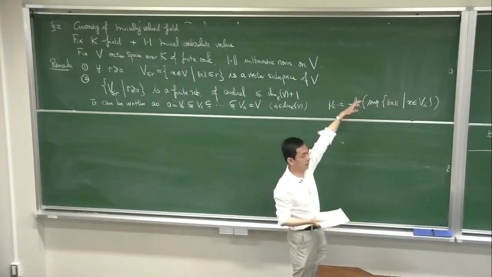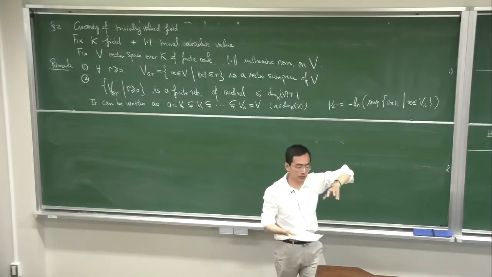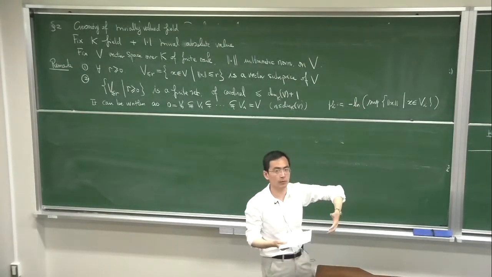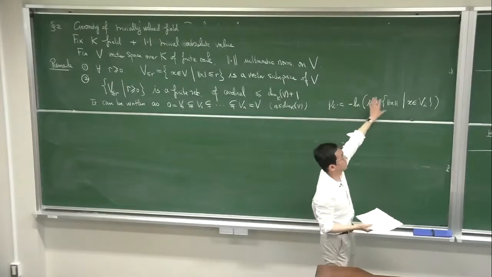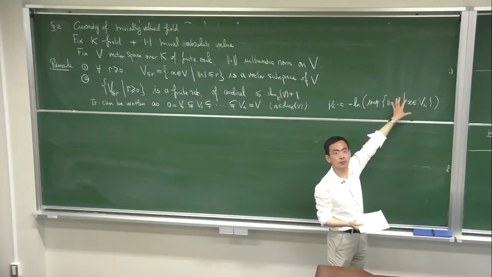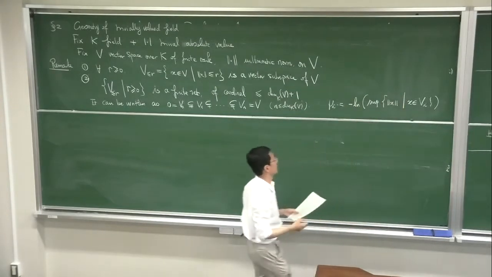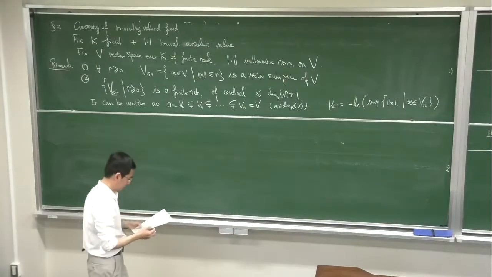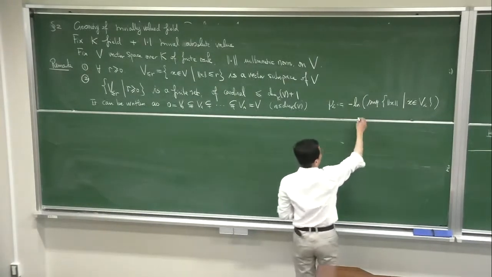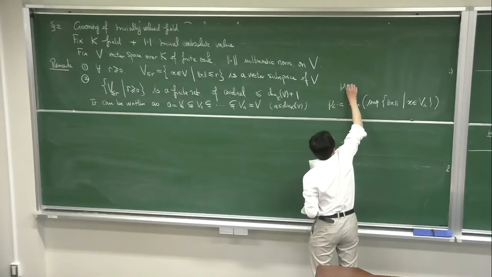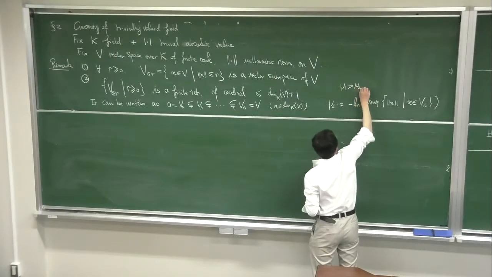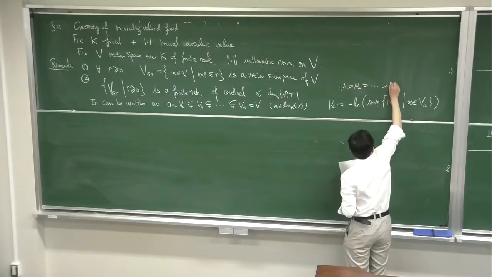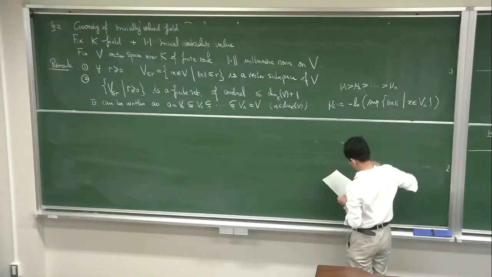So you could have different radii. Different radii may produce the same ball. Just pick the largest radius possible. You take a minus log of this one. And of course, by definition, you will have mu_1 bigger than mu_2, etc., bigger than mu_n.